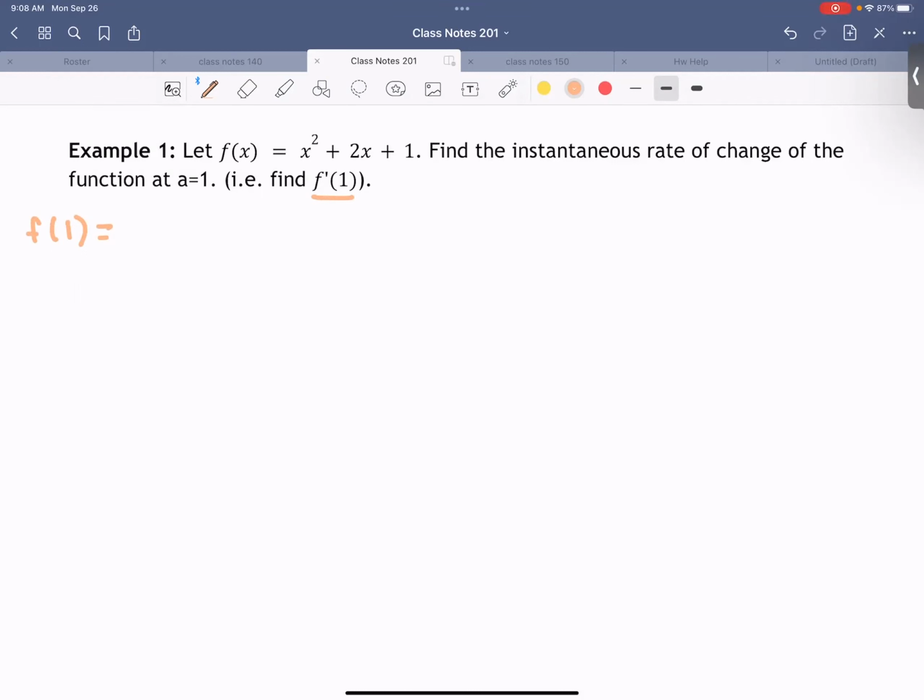What would that be? 4, good, and we got that by plugging it in, right? 1 squared plus 2 times 1 plus 1 is 4. Good. Okay, so I want to find the slope of the tangent line at the point (1, 4), right? X is 1, y is 4. That's what I want to find. Okay, let's use our definition.